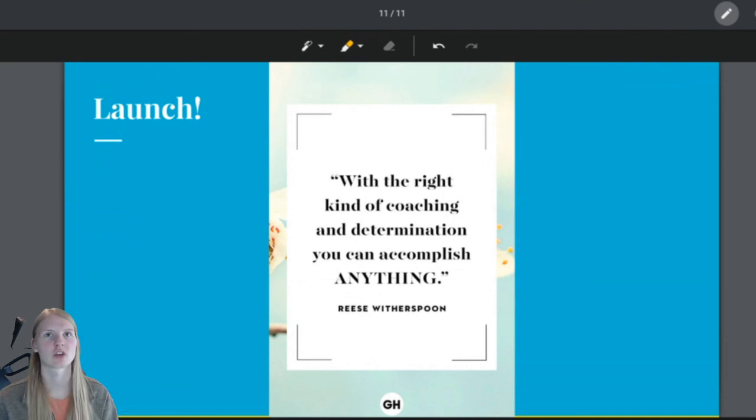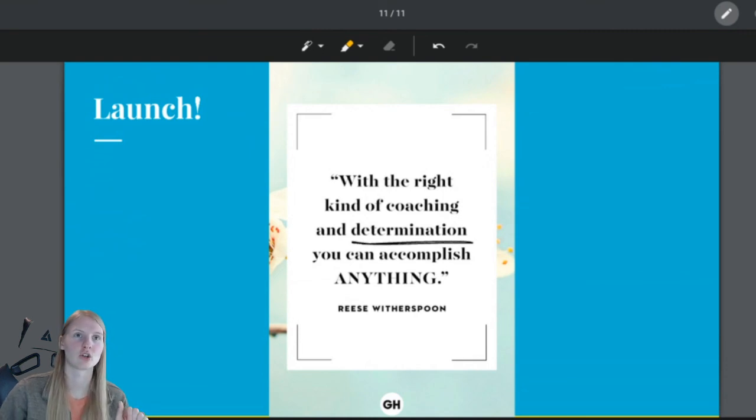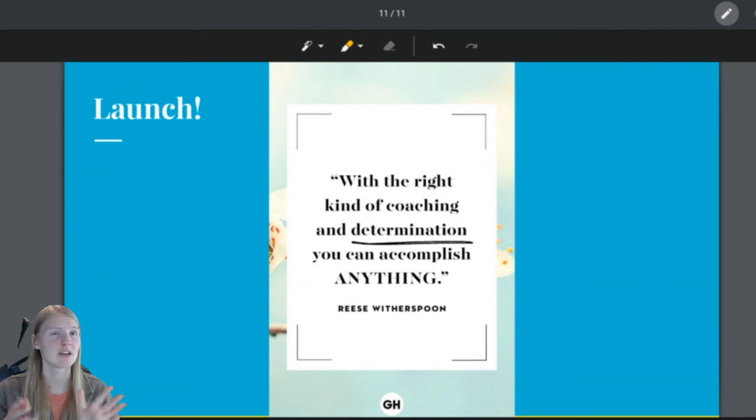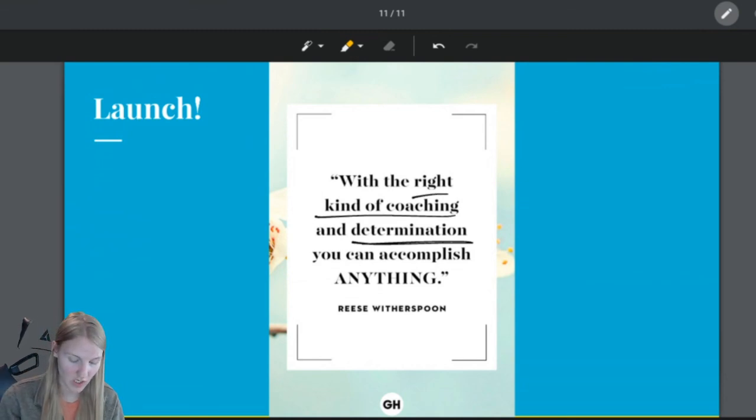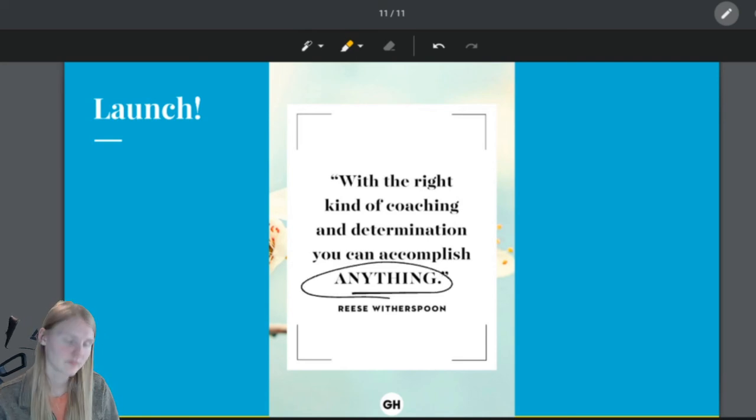Like, you can't just say, oh, I can be an astronaut just based on my own determination. Like, yes. I mean, even then, maybe, but you can't build a rocket yourself. So you do need the right kind of coaching. You need others, and you need a good, strong determination to do what you want to do. So, if there's something that you really want to do, something that you think you can't accomplish, who could coach you through it? Are you really that determined if you're going to give up that easy?